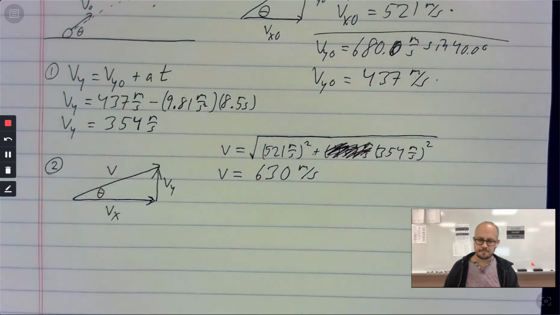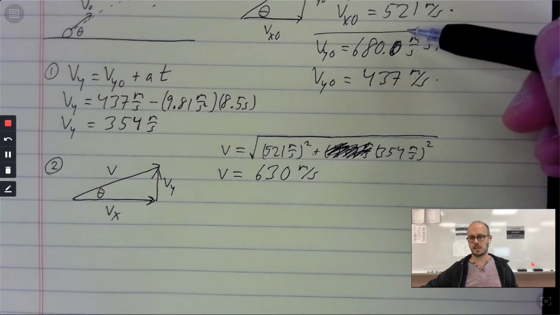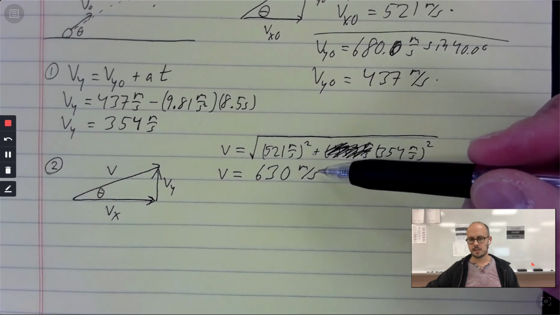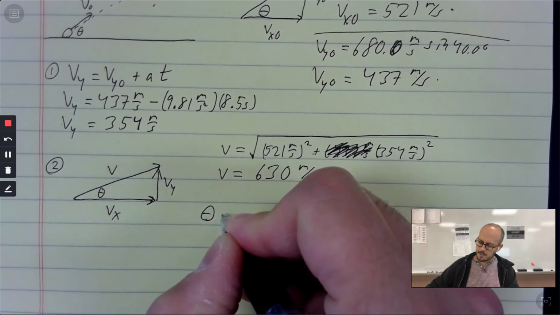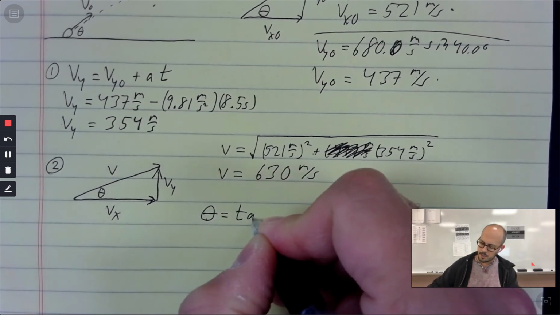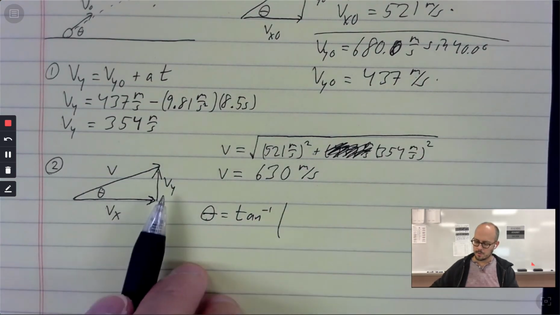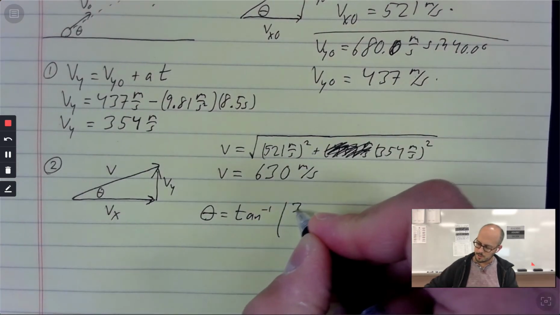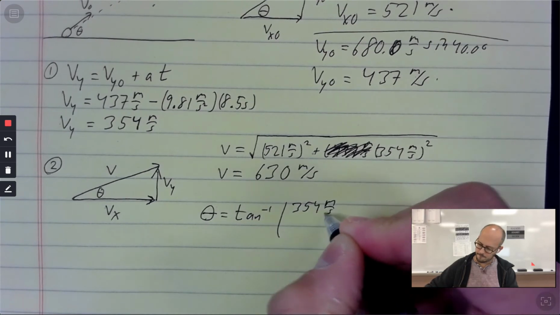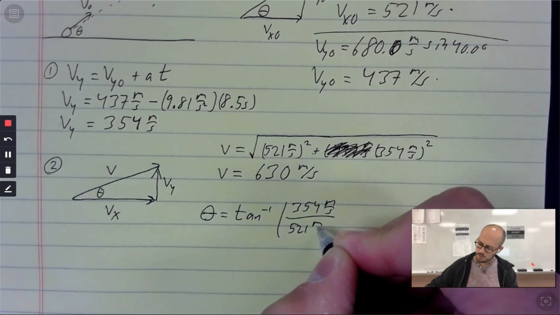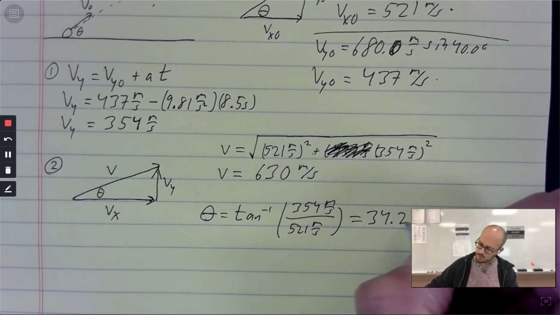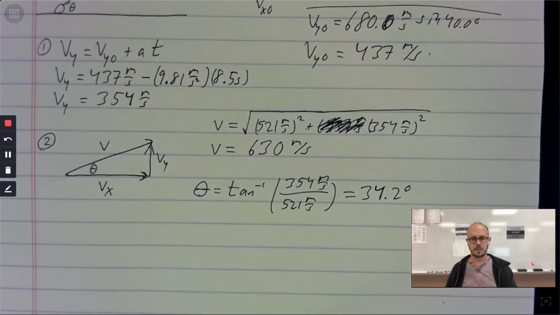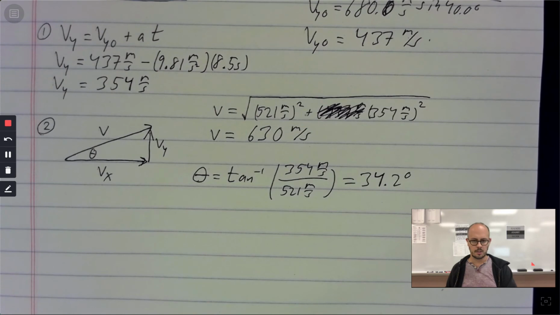So the velocity of this object has decreased. It was 680 meters per second, and because it has been flying through the air, it's been decelerating. So the overall velocity is 630. I also want to find the angle, and I can do that using inverse tangent. And so I'm going to do Vy over Vx, and so that's going to be 354 divided by 521 meters per second. And so theta is going to be 34.2 degrees. Okay, so those are the two components of the final velocity.